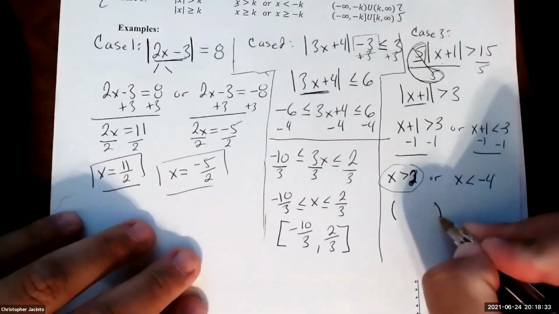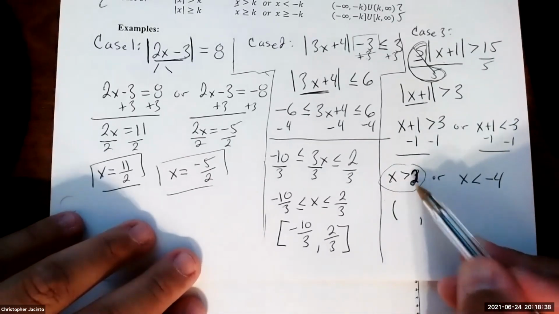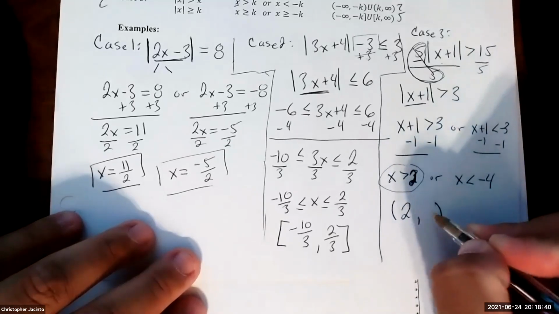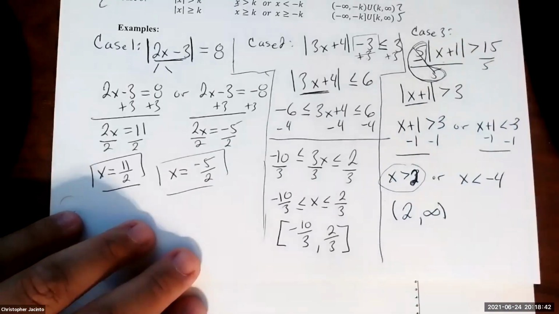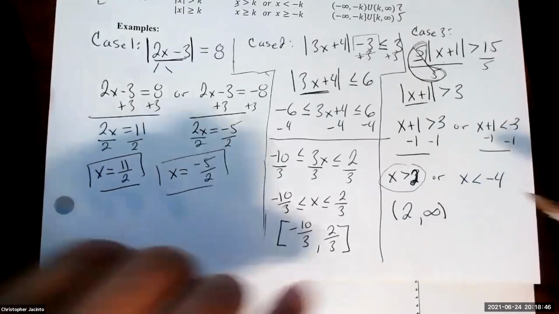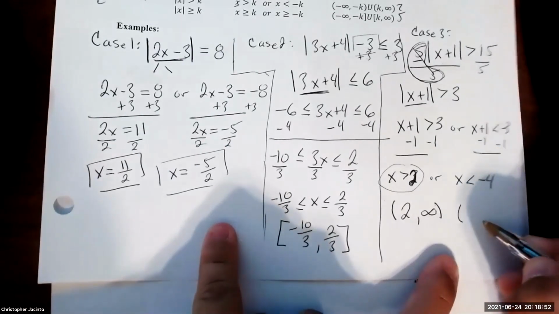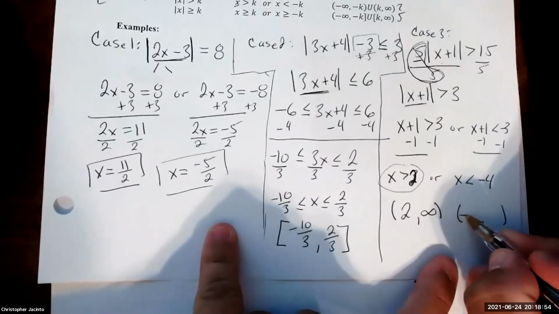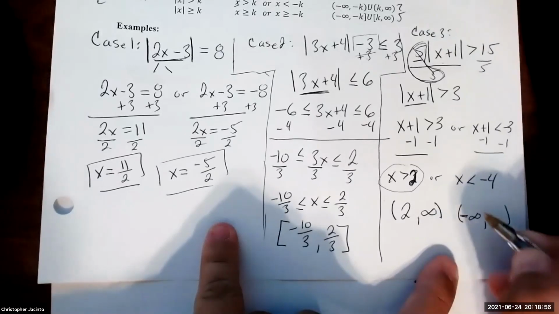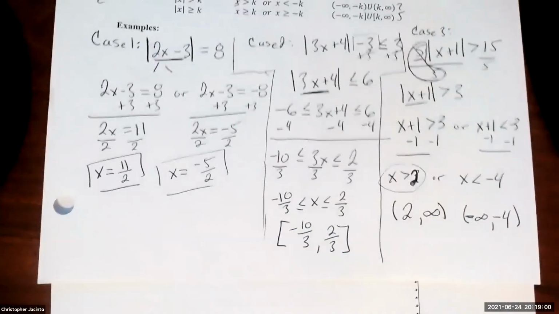So again, going back, how do we write that? Anything bigger than the 2 works. So therefore, the smallest is going to be 2. And the infinity symbol is going to be there, right? Because it goes on forever. And then we do the same thing on this side. In this case, it says x is less than negative 4. So everything less than negative 4 works. So that goes to negative infinity because it means everything smaller than that. And the top number is going to be negative 4.